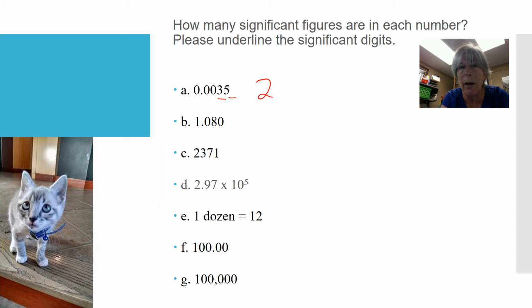The zeros don't count as sig figs because they're considered placeholders. If I would write this number in scientific notation, I wouldn't write those zeros. I would simply write the number like that. So only the 3 and the 5 are significant. There are two significant digits here. Go ahead and try some of the rest of them.